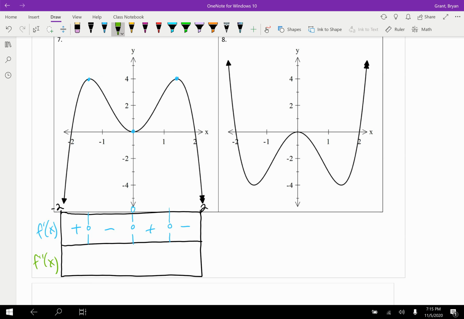So f double prime measures concavity. That one's a little bit harder to tell, and it doesn't have to be perfect here. It looks like my graph is concave down until approximately here, and then we're concave up until approximately here, and then concave down to the end. So I think it looks like we maybe have 2 inflection points here.